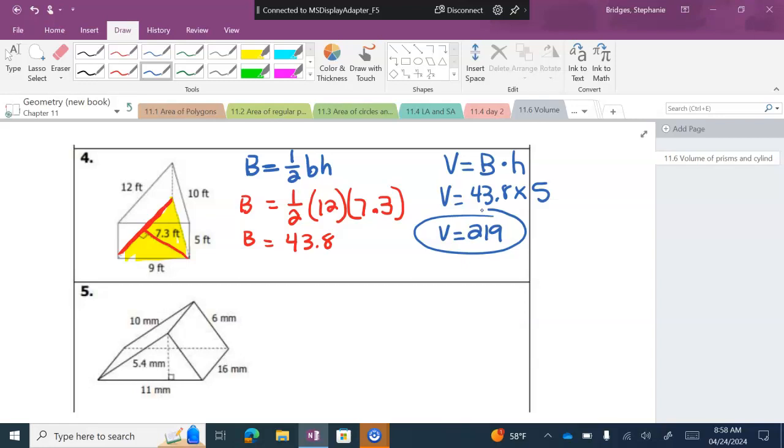Okay. Now, number 5, my shape is turned different. My shape this time is turned on its side. So can you tell by looking at this picture that the triangle is in front and back? Does it look like that to you? Yes? Do you see a triangle in the front of the picture? Okay. We're going to find the area of that triangle first. What is the base of that triangle? What is the segment that is perpendicular to the height of the triangle?